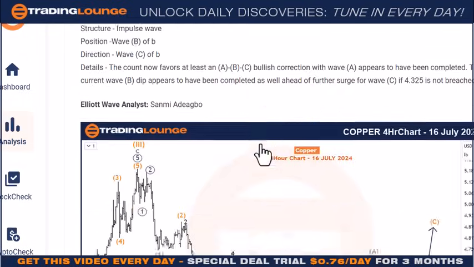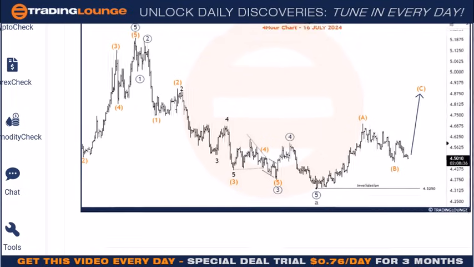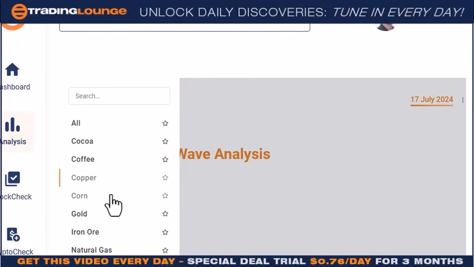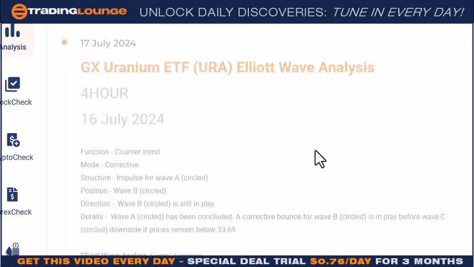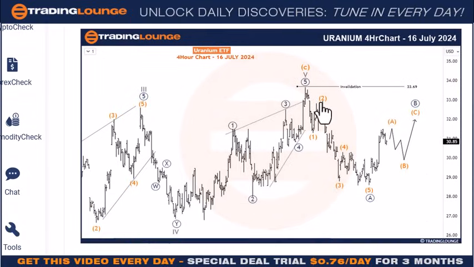I think that's 15th, that's 16th. Yeah, anyway, we still got to push up for that. That's okay. I just want to have a look at, also want to have a look at uranium. My count's slightly different. My count for uranium compared to Samney's here is this top here.